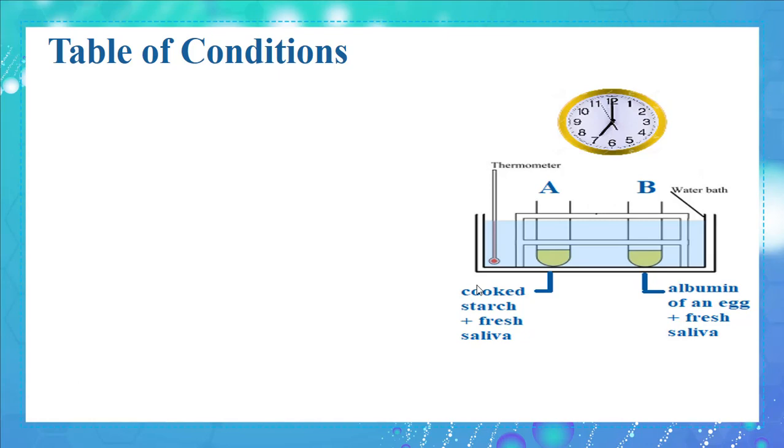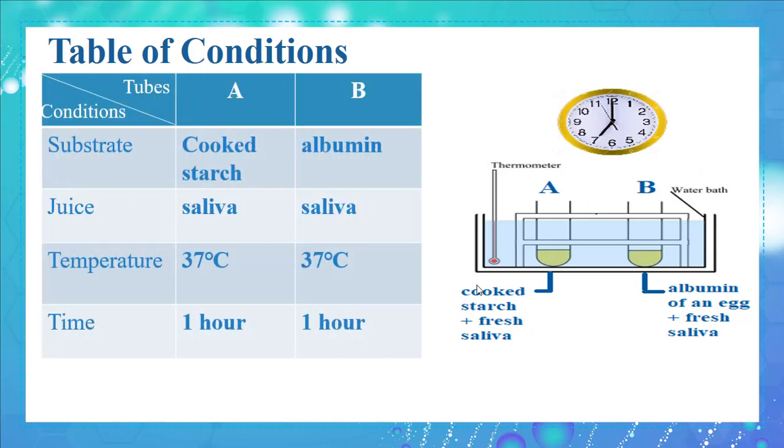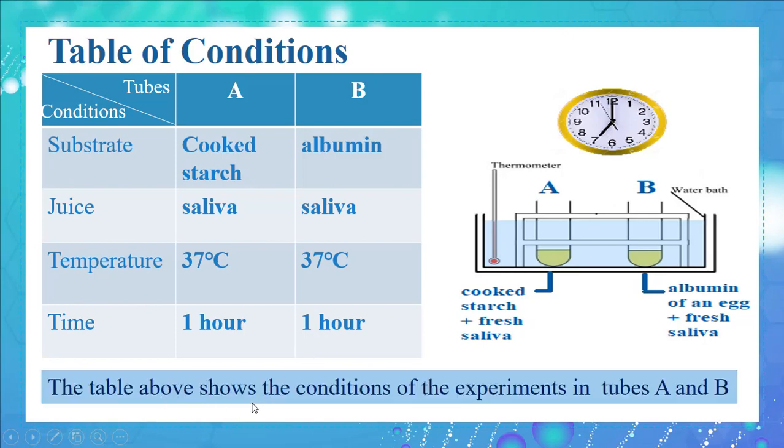The conditions are variables like temperature, time, juice, substrate, enzyme that are relative to each test tube. You start by drawing a table with two entries. You put the tubes on a side and the conditions on the other side. So here for tube A, we have the substrate is the cooked starch, while for tube B, the substrate is the albumin. Juice is saliva for both. Temperature is 37 degrees Celsius for both, and the time is 1 hour for both. And don't forget to give a title for your table.